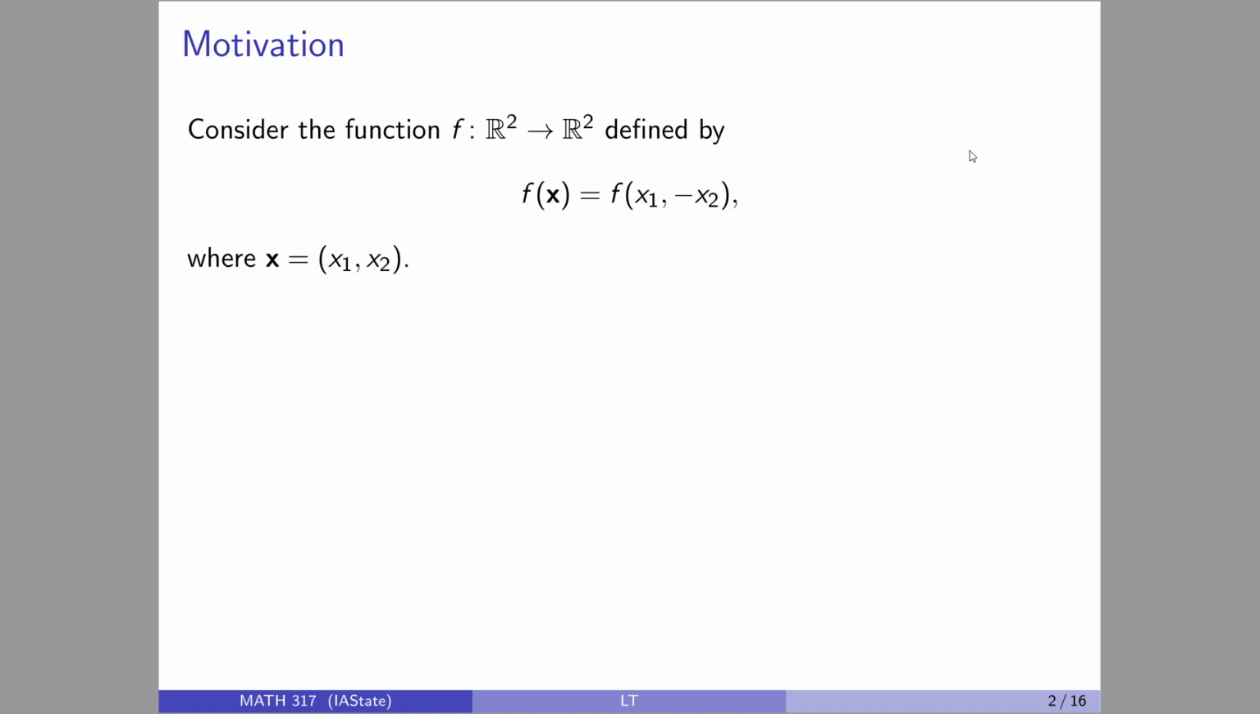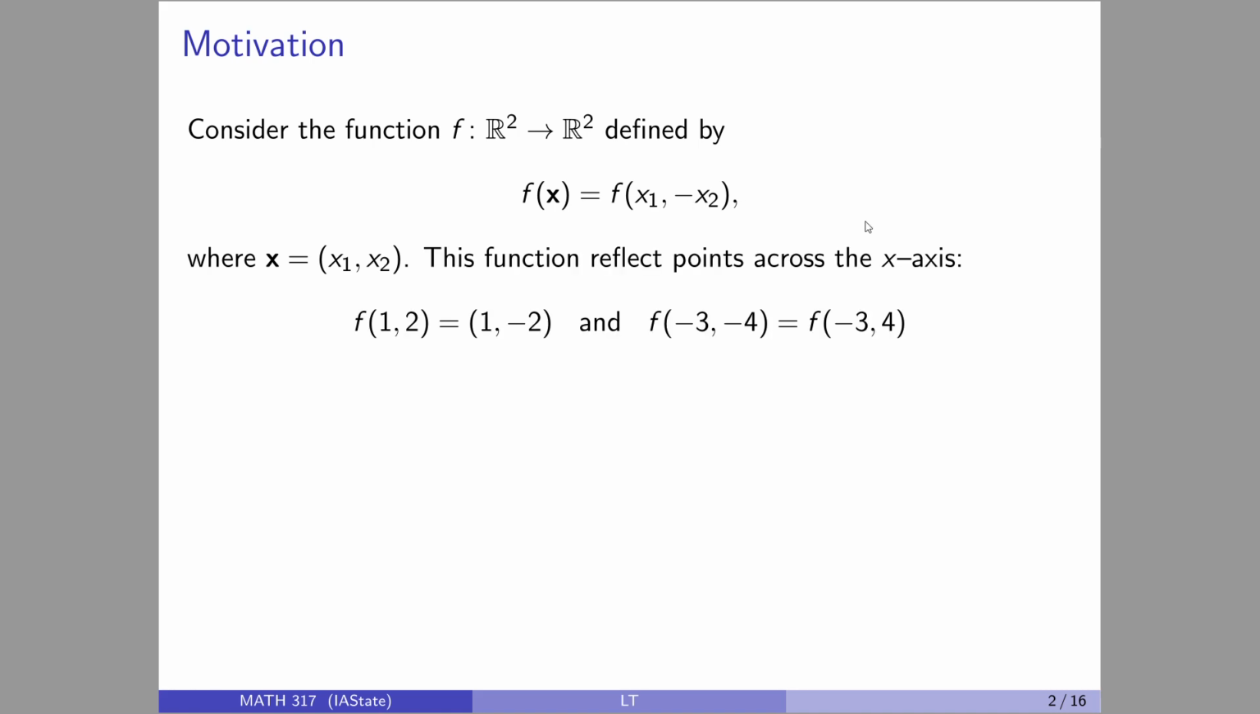Alright, so for the first one, let's think about a function from R2 to R2 that does the following. You give me an element of R2, that's an ordered pair. Alright, it's got two components, an x1 and x2, and I can create a function by hitting that second coordinate with a minus sign. And note that if you want to think about geometrically what this function does, it reflects things across the x-axis, right?